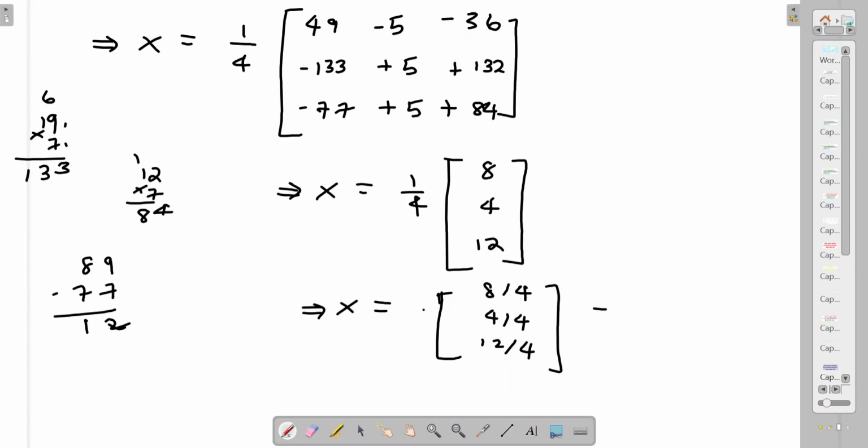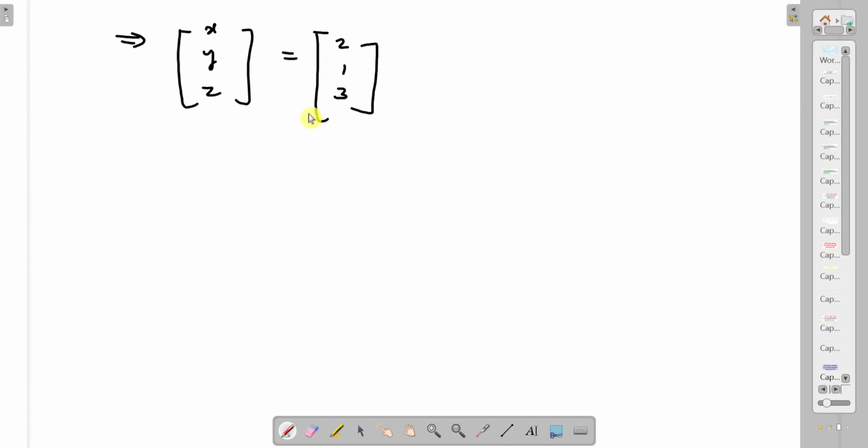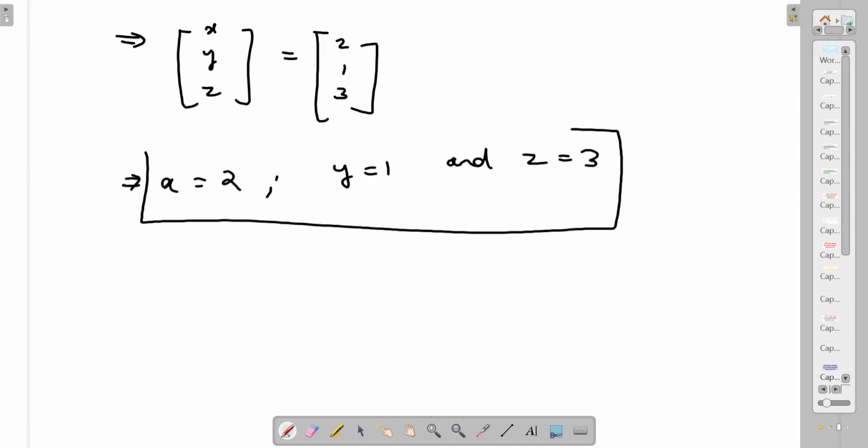Okay, that is equal to 2, 1, 3, right? So capital X is actually the column matrix X, Y, Z, that is equal to 2, 1, 3. Okay, so what we get? X is equal to 2, Y is equal to 1, and Z is equal to 3. Okay, so this is the solution.